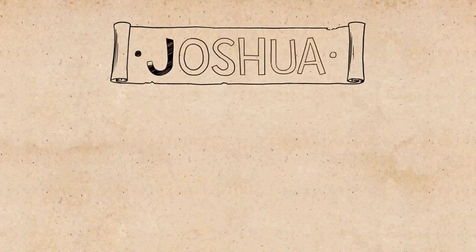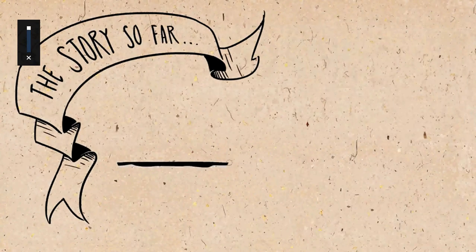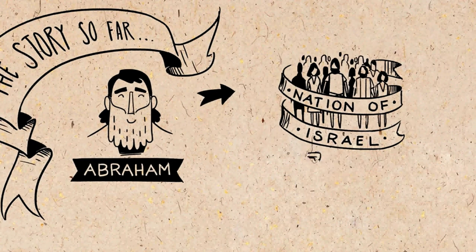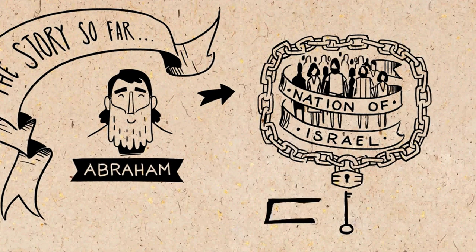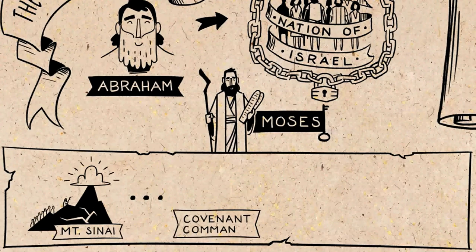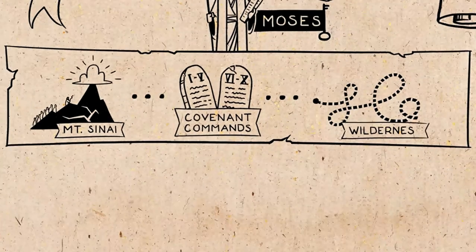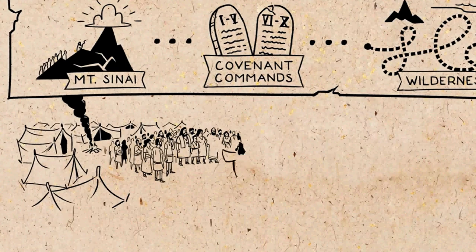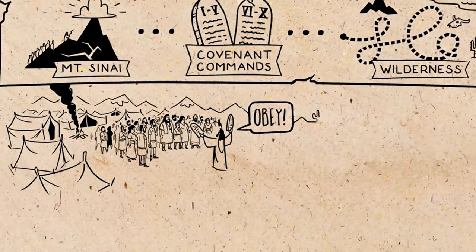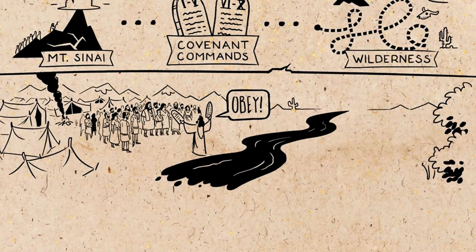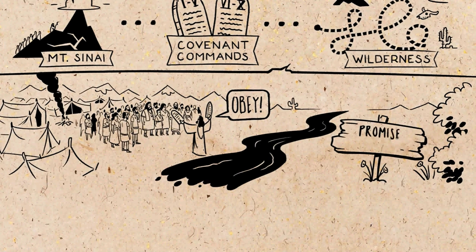The book of Joshua. Let's back up and remember the story so far. God chose Abraham, and then his family became the people of Israel, who are then enslaved down in Egypt. Through Moses, God rescued Israel out of Egypt. He made a covenant with them at Mount Sinai, and he brought them through the wilderness. Israel then camped outside the promised land, and Moses called them to obey God's commands so that they could show all the other nations what God is like. The book of Joshua picks up right after Moses has died and Israel's ready to enter the land.